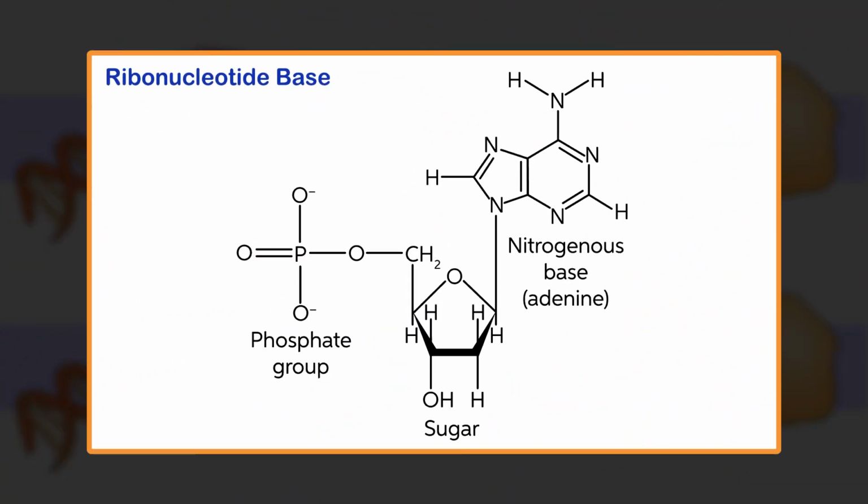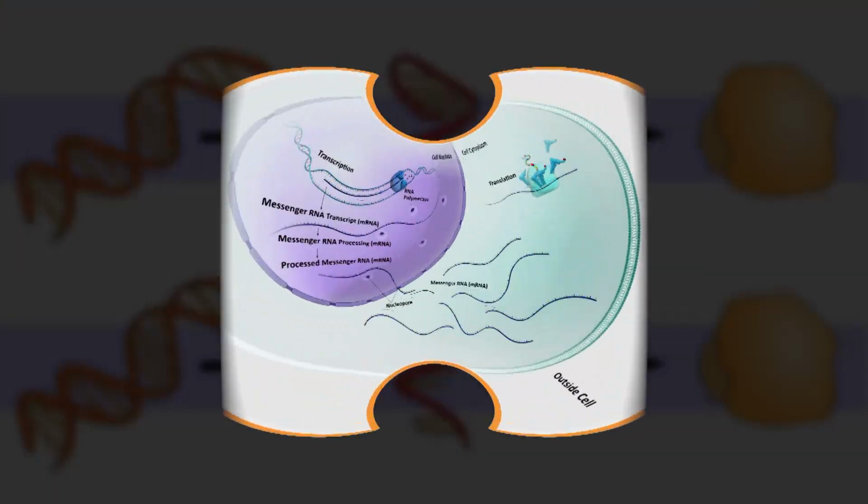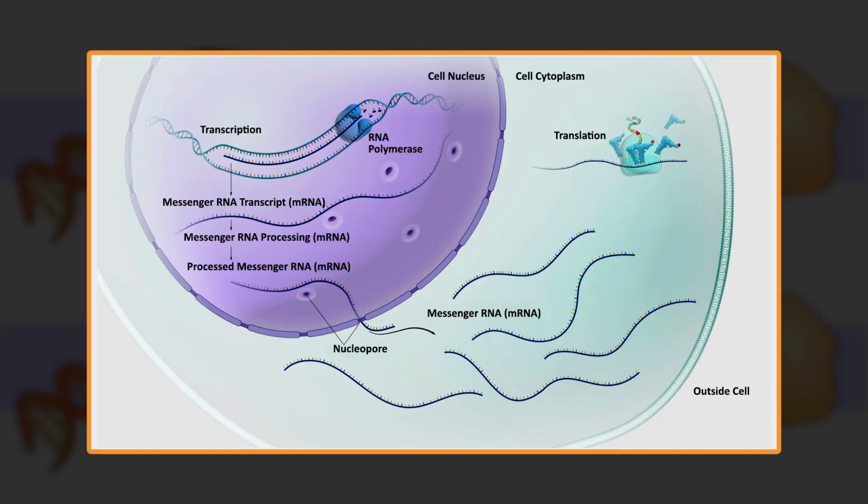Each ribonucleotide base consists of a ribose sugar, a phosphate group and a nitrogenous base. Adjacent ribonucleotide bases are chemically attached to one another in a chain via chemical bonds called phosphodiester bonds. RNA is synthesized from DNA by an enzyme known as RNA polymerase during a process called transcription. The new RNA sequences are complementary to their DNA template rather than being identical copies of the template.